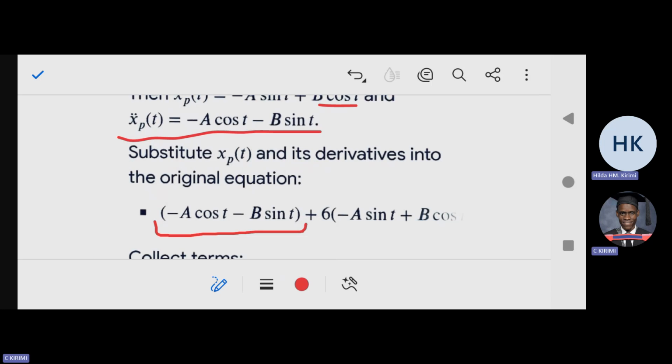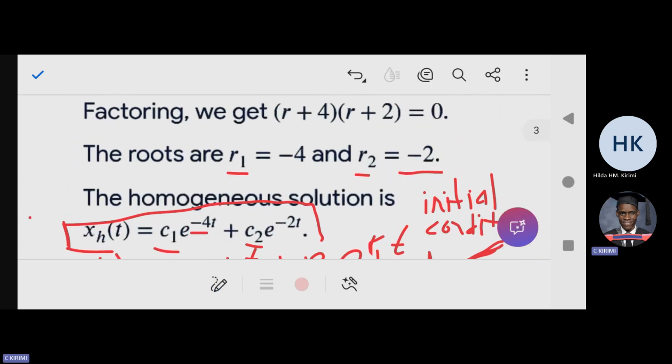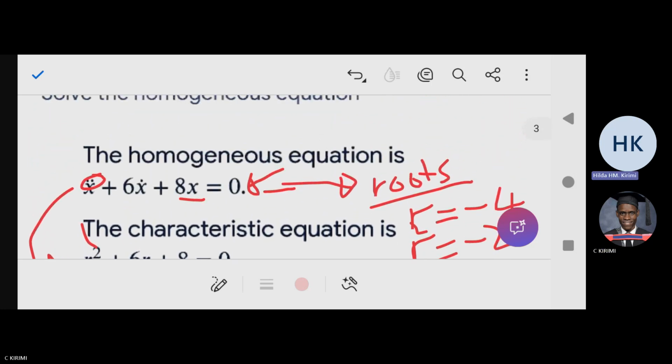Where is this 6 coming from? The 6 is coming from here. Can you see this 6? This 6 is coming from here. After we are done, we are going to equate that particular solution to 7 cos t. Yes, that's what you must know. We are going to equate to 7 cos t.